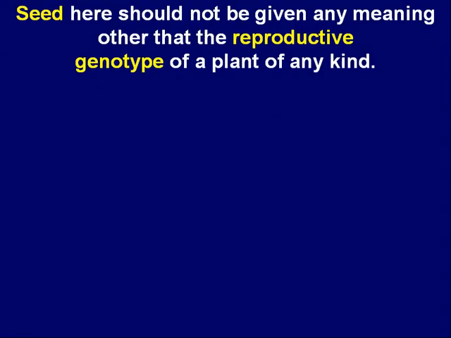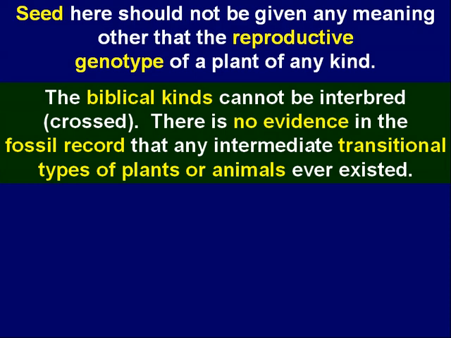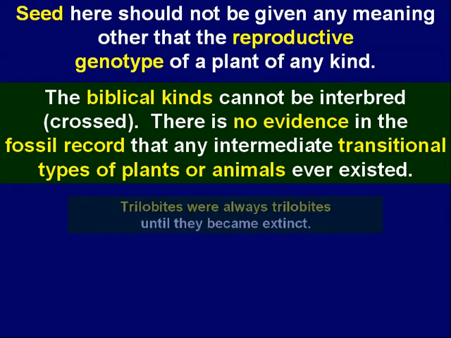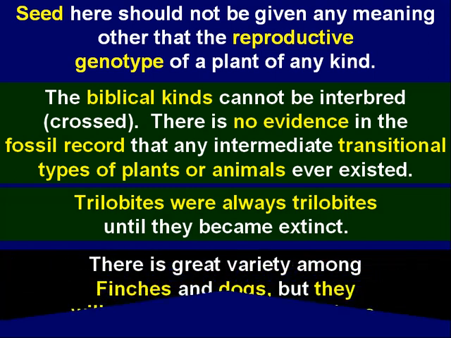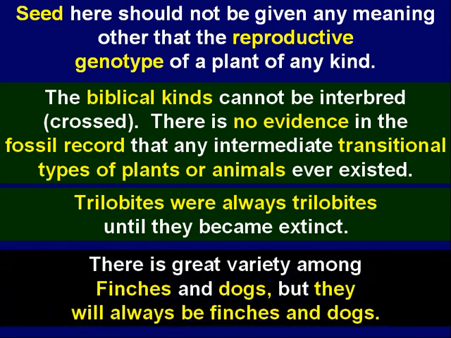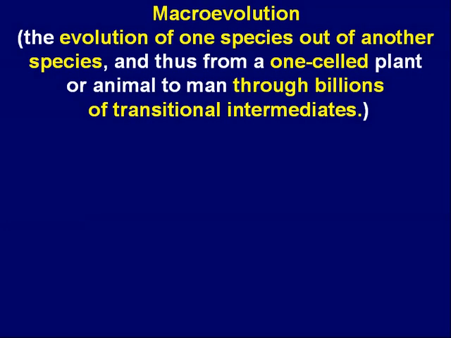Seed here should not be given any meaning other than reproductive genotype of a plant of any kind. The biblical kinds cannot be interbred or crossed. There's no evidence in the fossil record that any intermediate transitional types of plants or animals ever existed. Trilobites were always trilobites until they became extinct. There's a great variety among finches and dogs, but it will always be finches and dogs. You'll never get a finch turning into a dog or a dog turning into a finch.